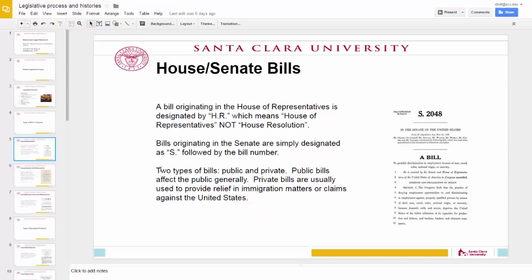There are two types of bills that are created in either the House or the Senate, and those are public or private. Public bills, as the name implies, affect the public generally. Private bills are generally designed to provide immigration relief for a particular person or group, or other claims against the United States, something that only affects an individual or a small group.